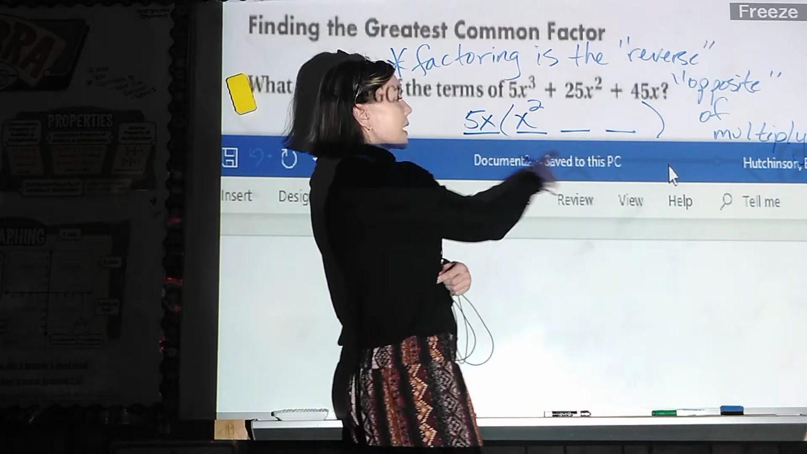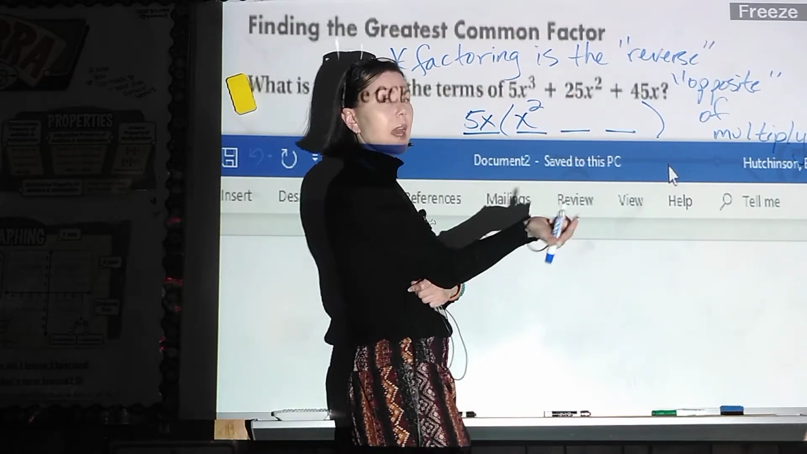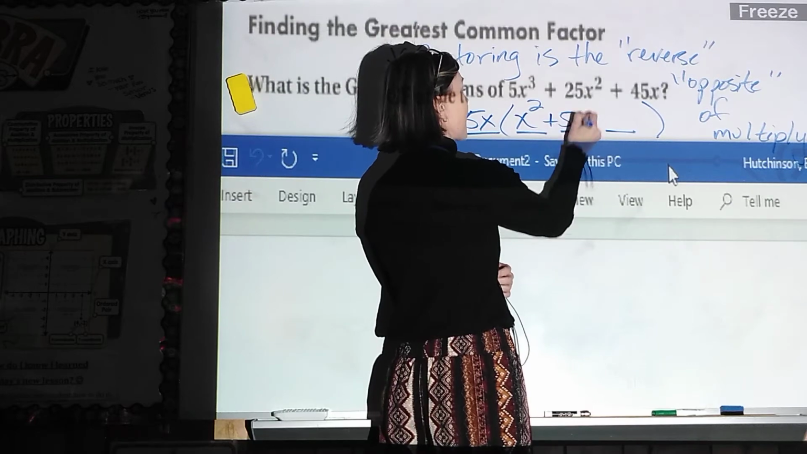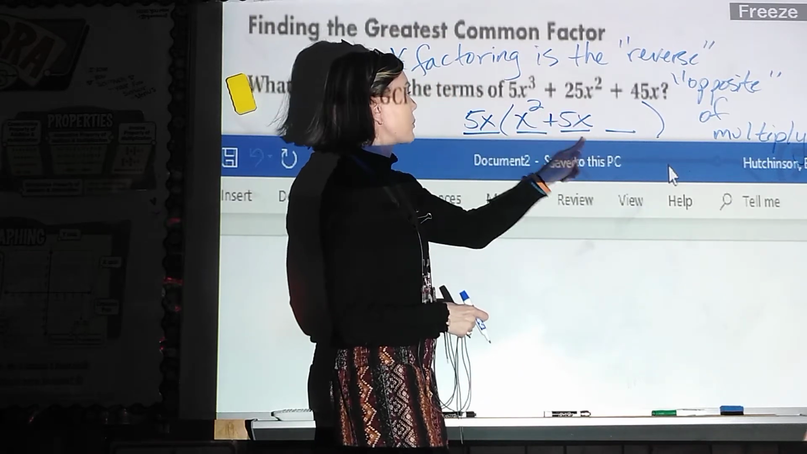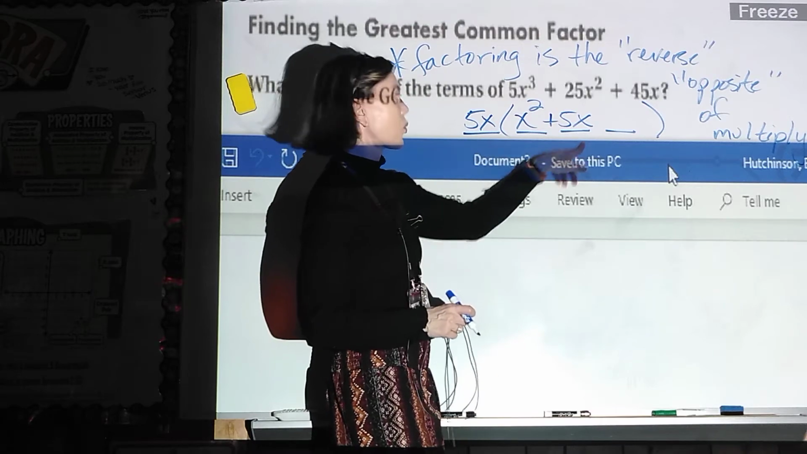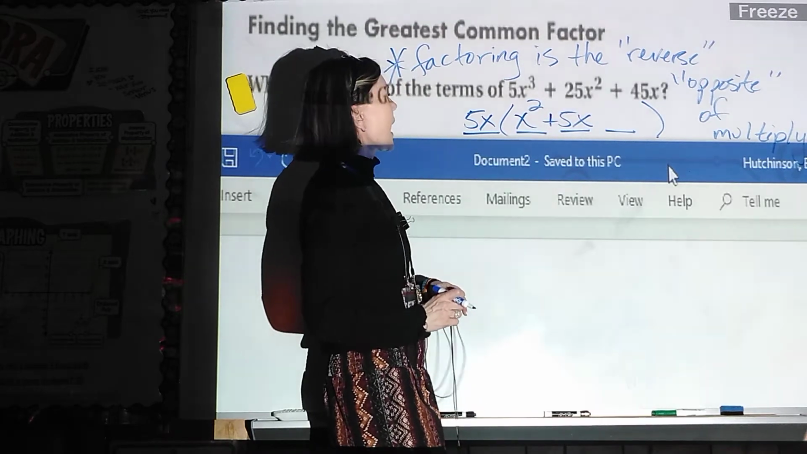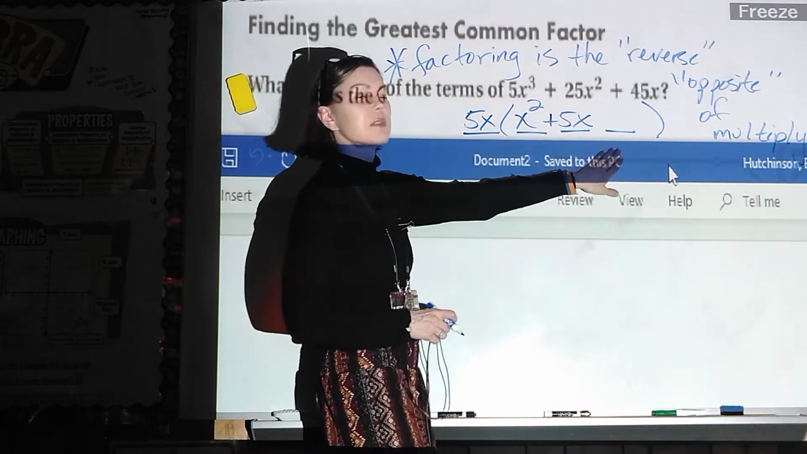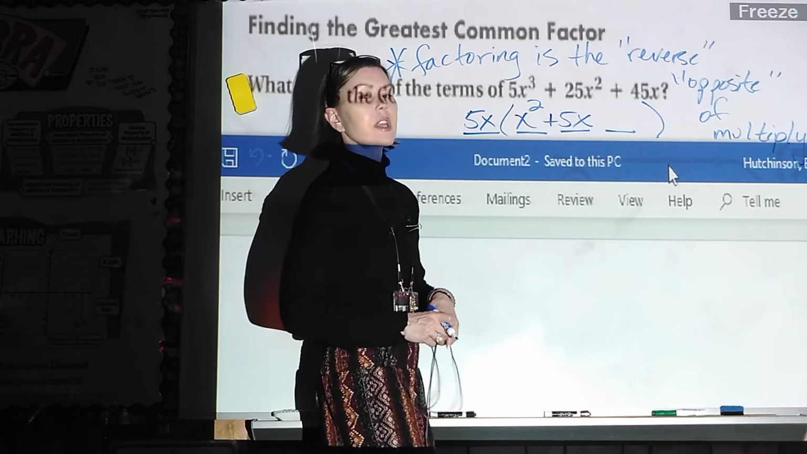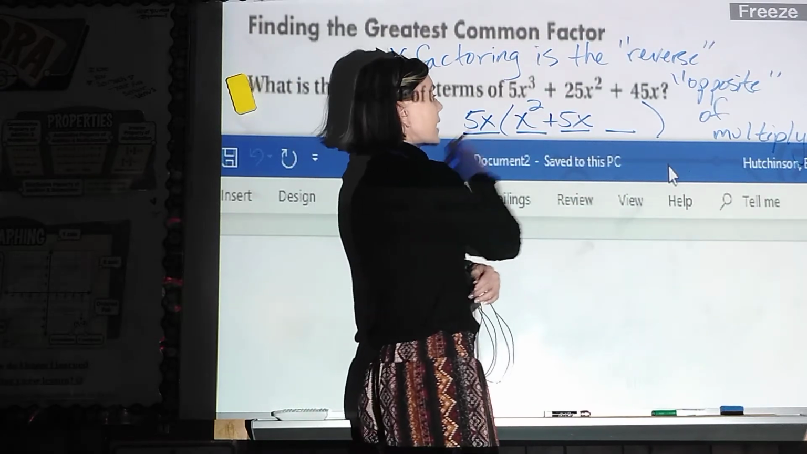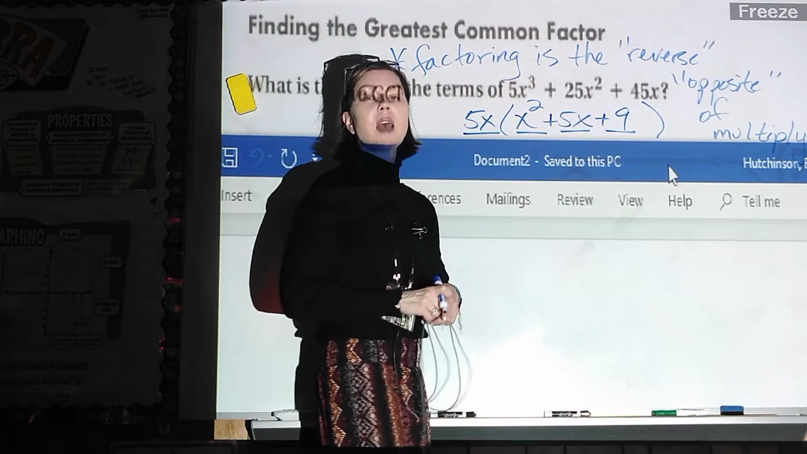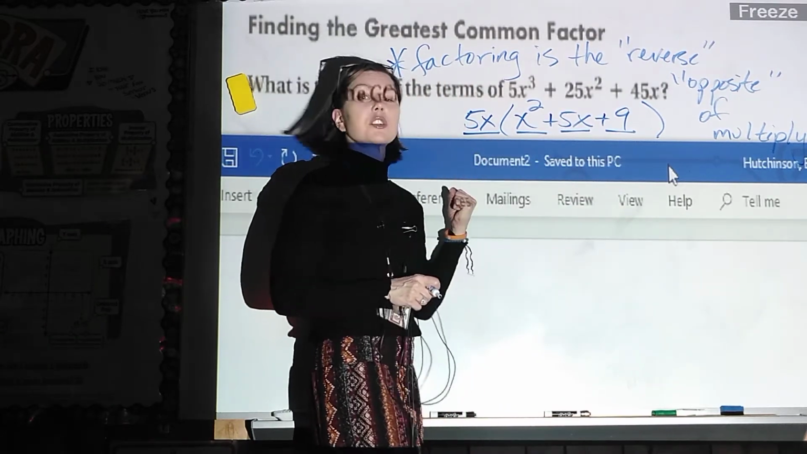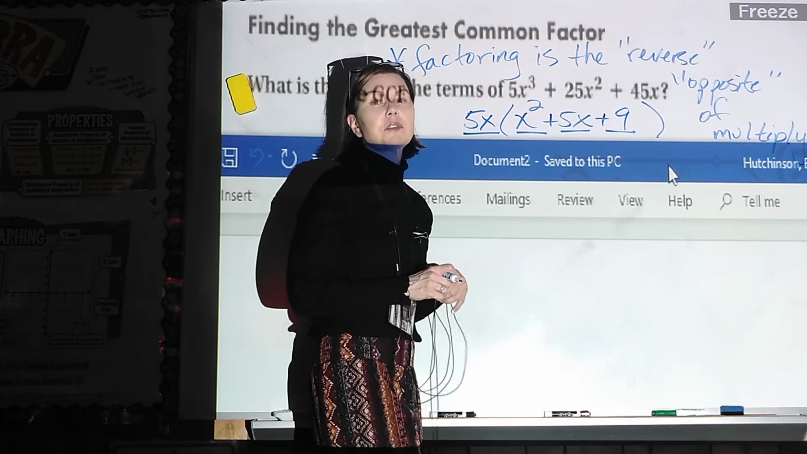So now 5x times what gives me 25x squared? Well, that's going to be plus 5x. And because 5 times 5 is 25, and 1 plus 1 is 2, okay? And now 5x times what gives me 45x? Well, 5x times 9, okay, gives me 45x. Well, we just factored out the GCF, okay?